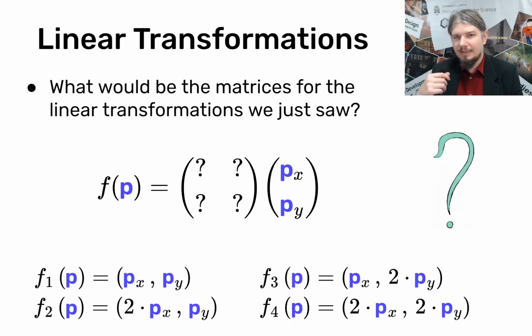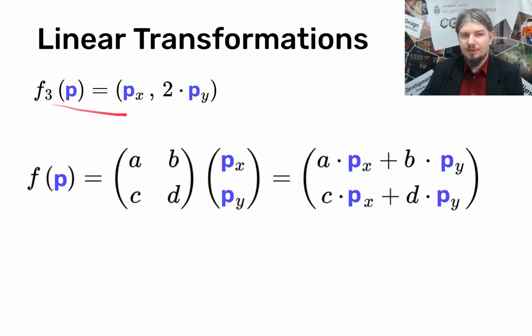So coming back to those linear transformations we saw before. Can we derive a matrix for these transformations? Let's try it with our transformation three that multiplies the second coordinate by 2. But before we do that, we should remember how matrix vector multiplication works. So let's say we have some kind of a function that we want to represent as a matrix vector multiplication. You should remember how the values in the matrix are multiplied with the argument coordinates so that you will get the result. And it's done like this.